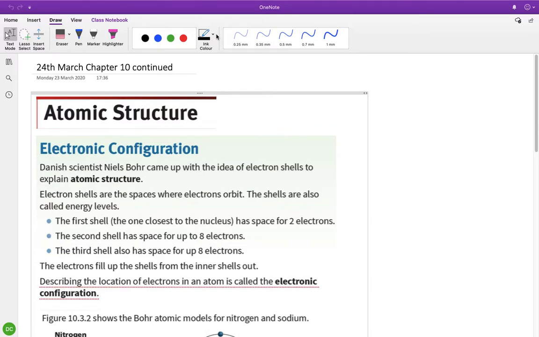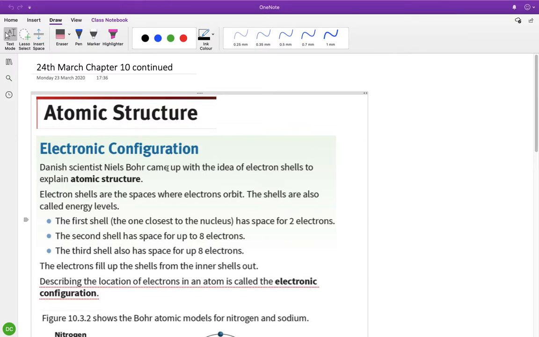Okay, so today's class, which is continuing on chapter 10, is about atomic structure. So the last day we learned how to calculate the number of protons, neutrons, and electrons in an atom by looking at the periodic table. So now we're going to look at how you draw that.